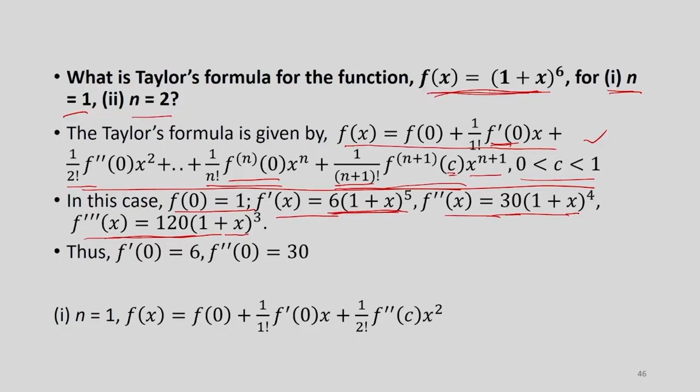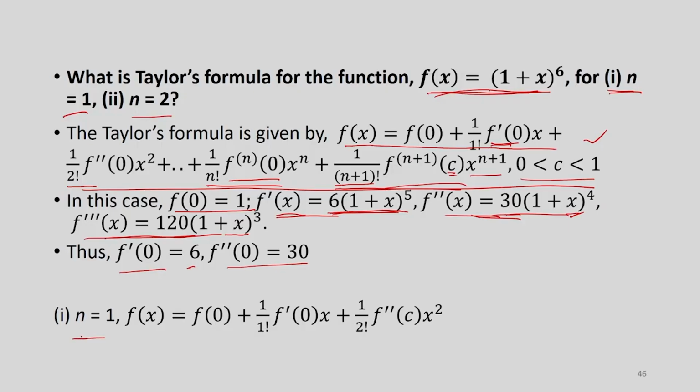All right, and I have to find out what are the values of this and this at x is equal to 0. So if I put x is equal to 0 here, it will just give me 6, and if I put x is equal to 0 here, it will give me 30. So I now have everything I need, and now I just have to substitute them in the formula, and that will give me the answer.